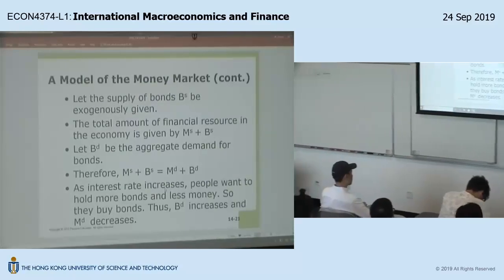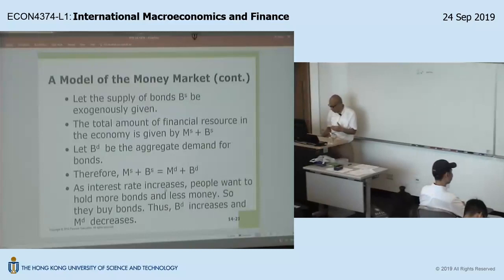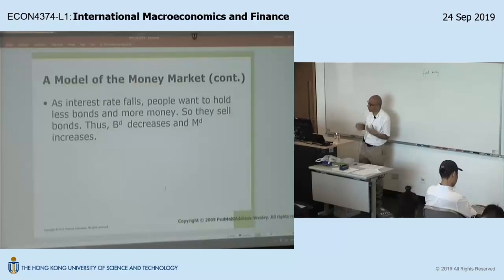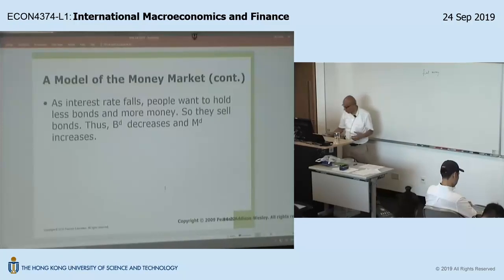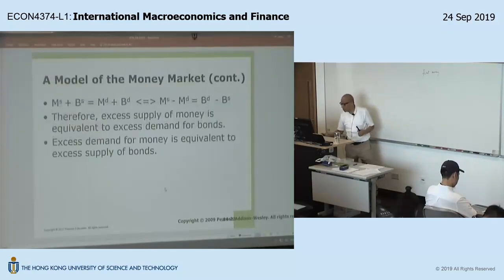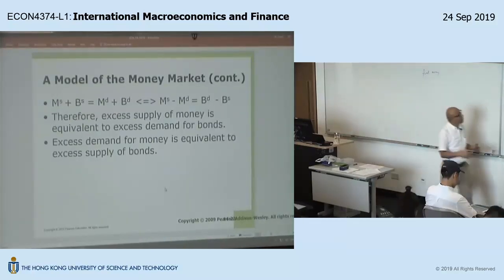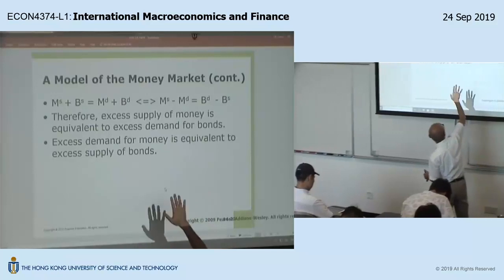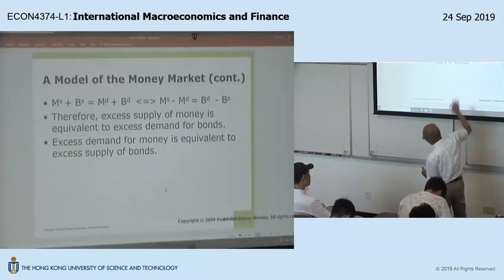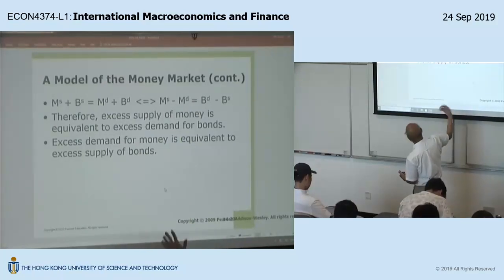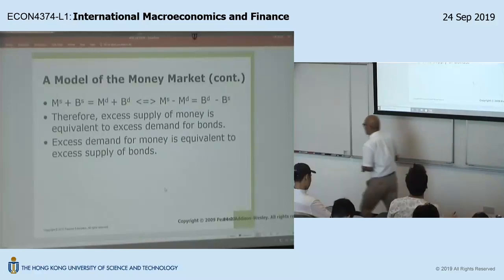When the interest rate increases, BD will increase, and as a result, MD will decrease. When the interest rate falls, people want to hold fewer bonds and more money, so they sell bonds, and so BD decreases and MD increases. Another way to look at it is that MS minus MD is equal to BD minus BS. Therefore, the excess supply of money is equivalent to the excess demand for bonds. This is what I just said earlier, right? When there's excess supply of money, it's actually excess demand for bonds. Is that clear?